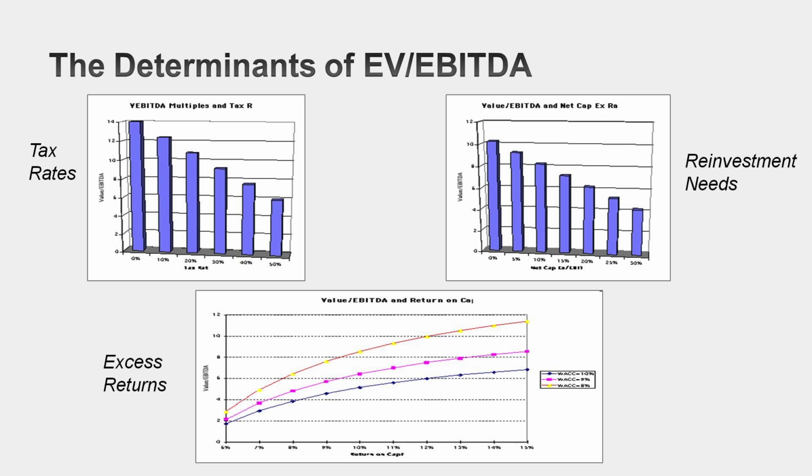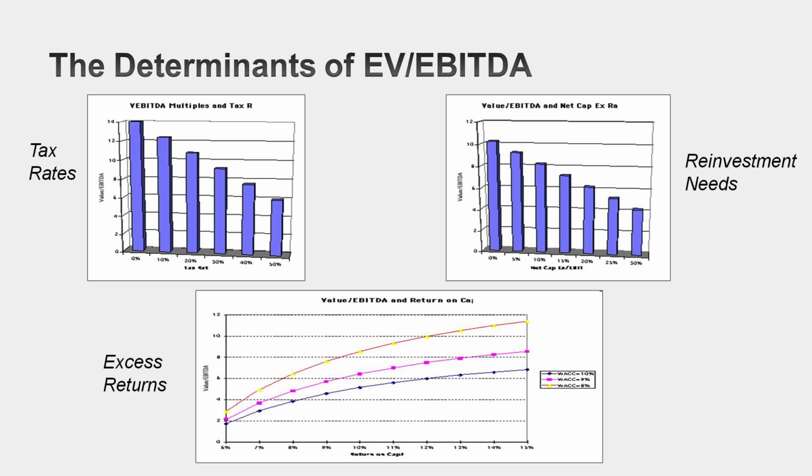I changed just the tax rate. And guess what? As my tax rate goes from 0% to 50%, my EV to EBITDA goes from more than 16 times EBITDA to less than 7 times EBITDA. My EV to EBITDA is very much a function of my tax rate.